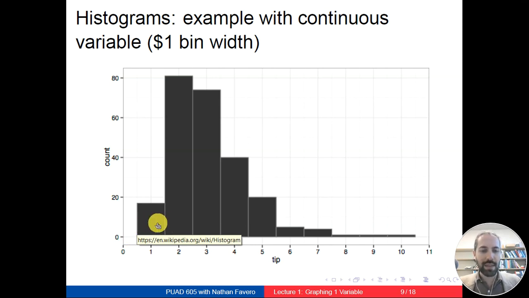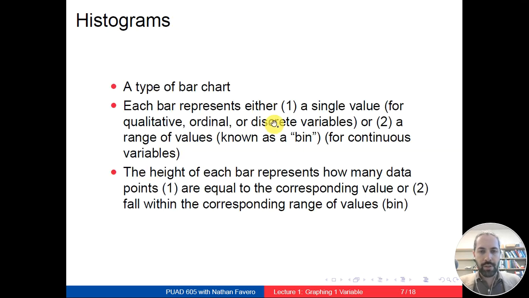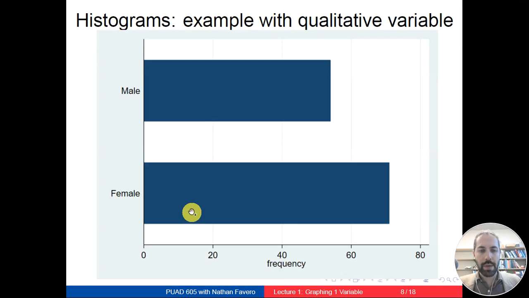And I say approximately because we can't tell exactly where the cutoff is because we're not zoomed in enough to be able to tell exactly if the edge of this bar is $1.49, $1.47, or $1.50 exactly. But you can see that this bar is representing a whole range of values, about a dollar range, right, from 50 cents to $1.50. So again, we call that a bin when we're looking at that. And the height of each bar is going to represent how many data points are equal to the corresponding value, or how many data points fall within that range of values, that bin.